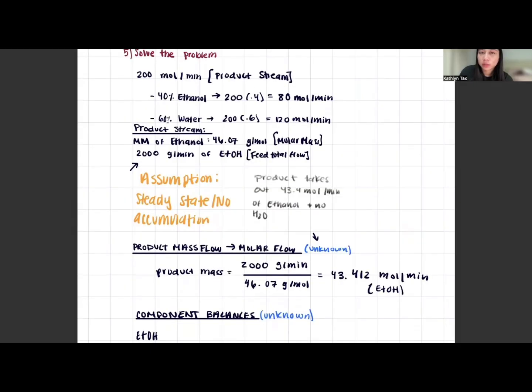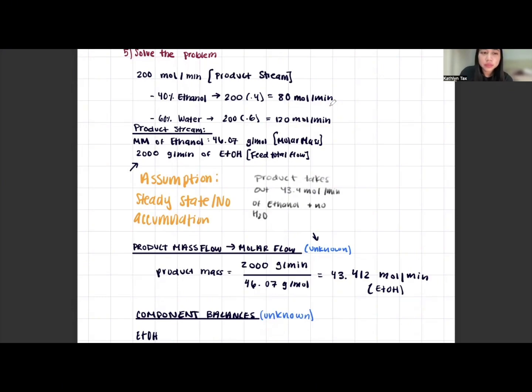The goal is to find the molar flow rate and the molar composition of the final waste stream. So what we know, like I said, is total feed is 200 moles per minute, 40% ethanol, 60% water. This translates to 80 moles per minute and 120 moles per minute, as given right here. We also know that the product is pure ethanol, and the waste stream contains both ethanol and water, and we're assuming that there's a steady state with no reactions.